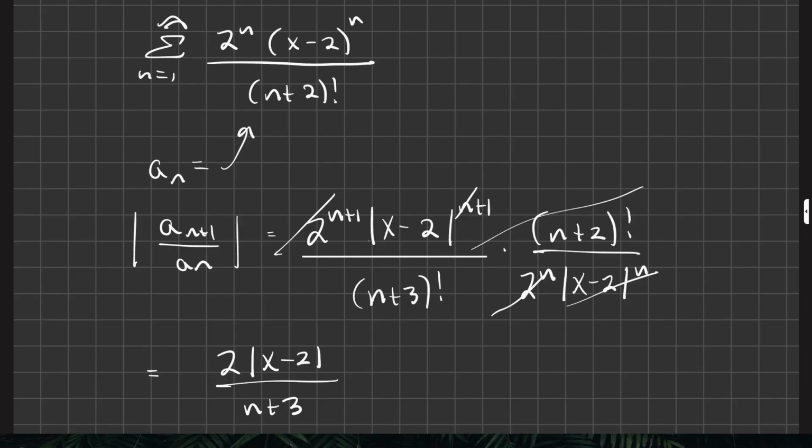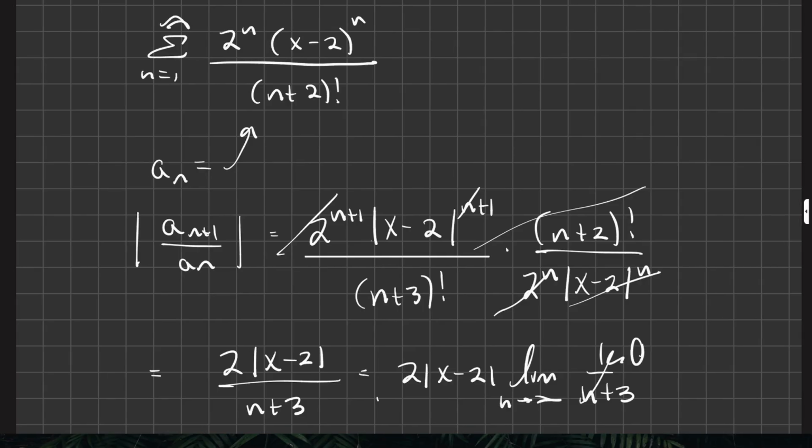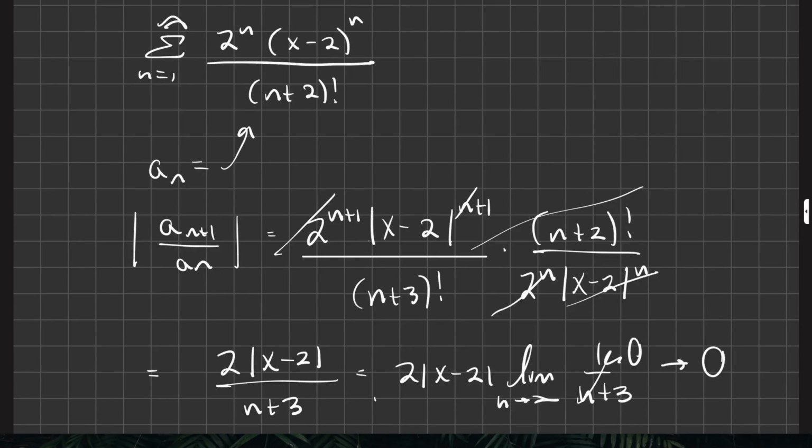Okay, and so really we're looking at the limit as n goes to infinity of, let's just even pull this out to make it even more clear. We'll pull out this 2 times the absolute value of x minus 2 times the limit as n goes to infinity of 1 over n plus 3. So this limit goes to 0. This whole thing's going to go to 0, so this whole limit is going to go to 0.